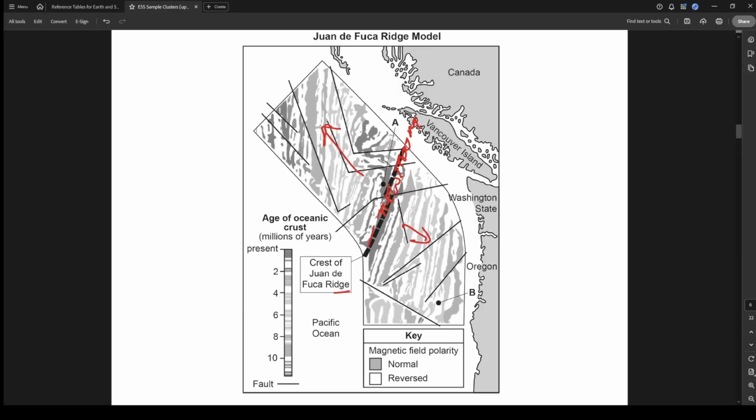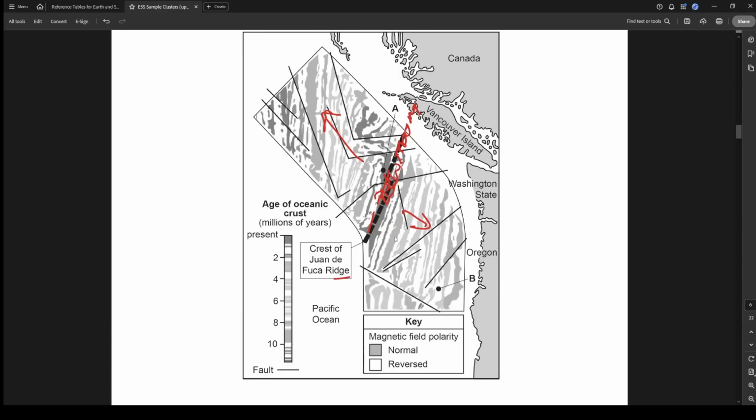And you could see it's like a mirror image. So for example, this is all normal next to the ridge right here. And then the pattern's going to continue up and to the left and down and to the right. So it's like a mirror image.